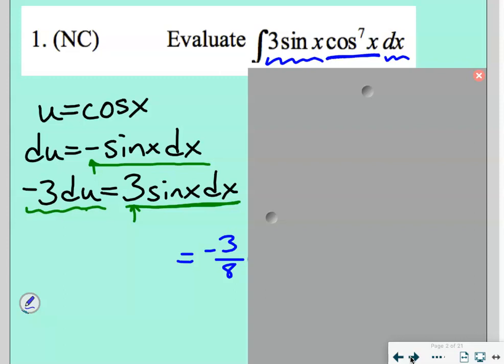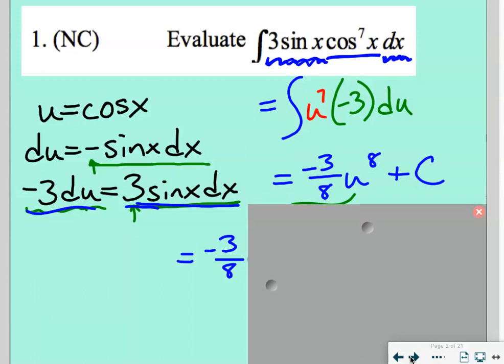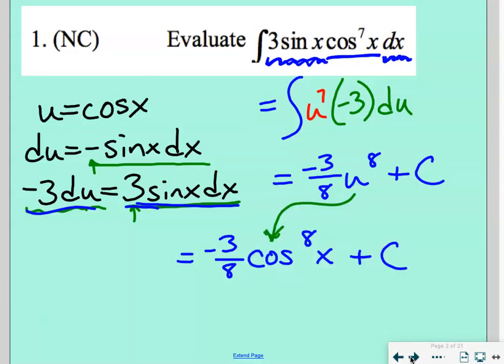So cosine to the 7th, that's now u to the 7th, right? And then whatever's left, 3 sine x dx, I look and I say, oh, here's 3 sine x dx. What do I need to replace that with? I replace it with a -3 du. So my cosine x to the 7th becomes u to the 7th, and then 3 sine x dx becomes -3 du. All right, and then you just anti-differentiate. So -3/8 u to the 8th plus c, and please don't forget to go back to x's.